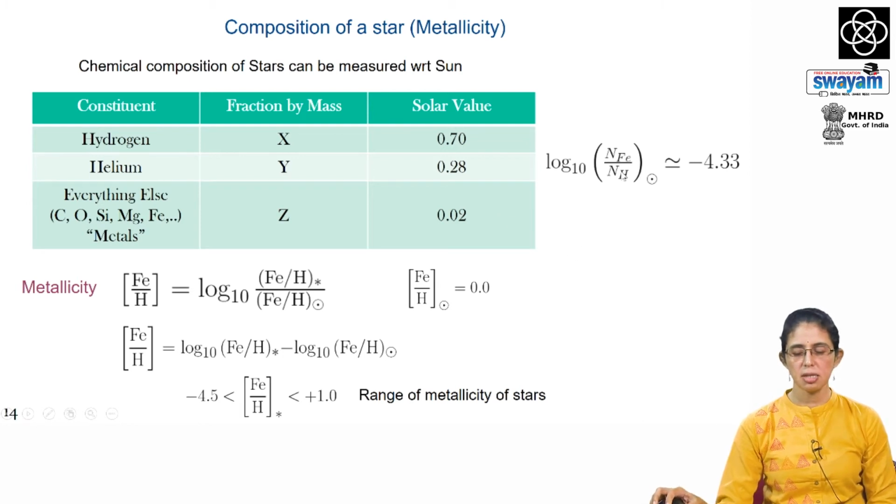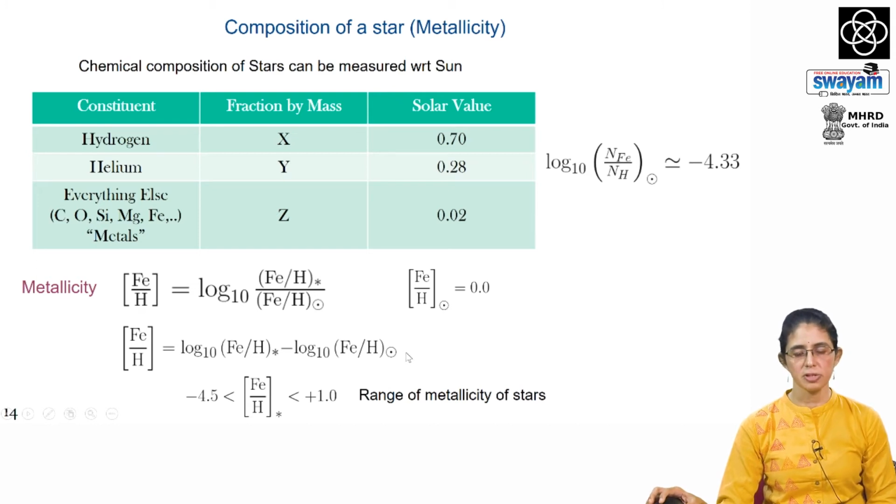Now, one can see that sun has been used as a reference. The logarithm of the number of iron atoms to the number of hydrogen is given as minus 4.3. This is used as a reference in order to determine the metallicity of any star, and thus the metallicity is given by Fe by H is equal to the logarithm of iron to hydrogen fraction for the star minus the logarithm of iron to hydrogen for the sun.